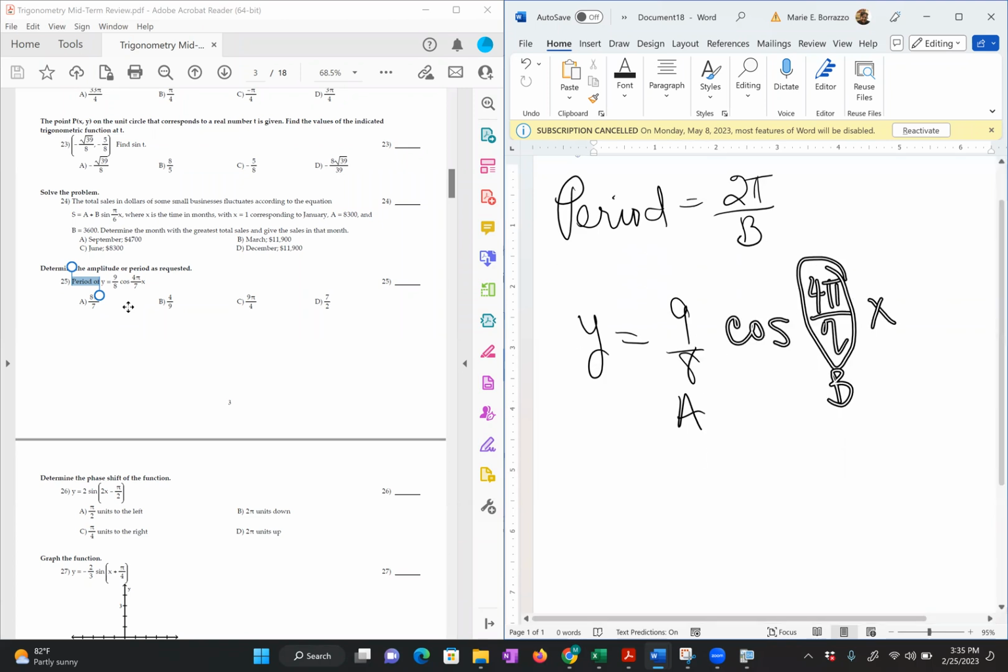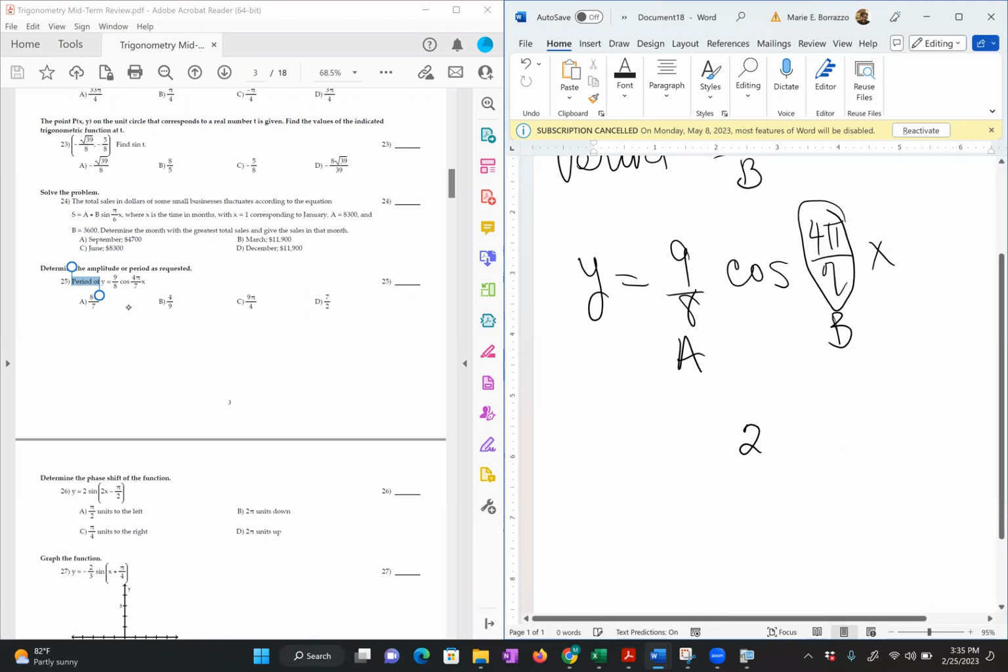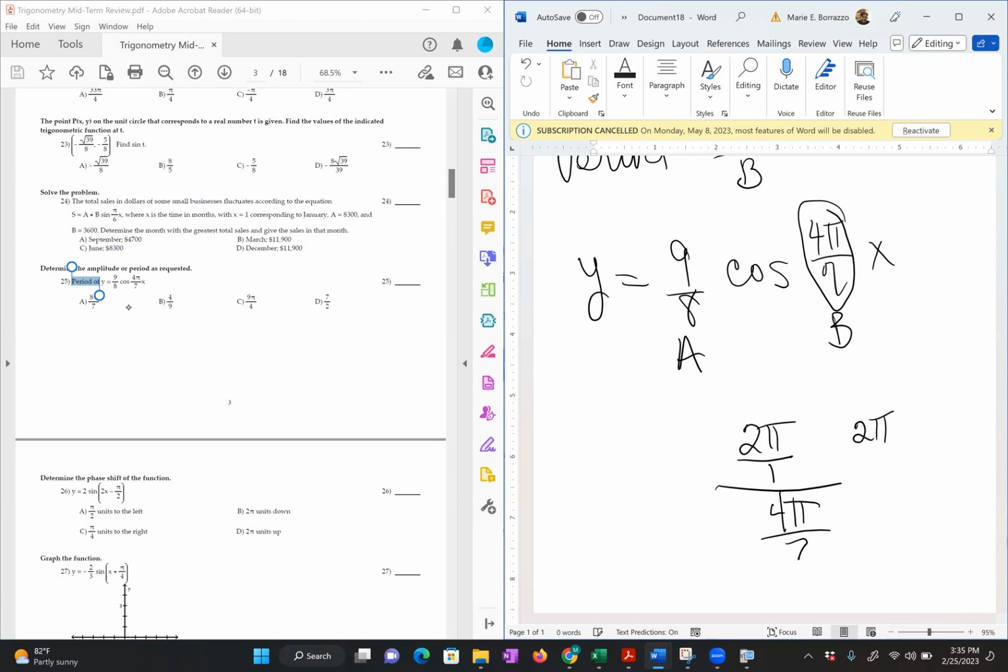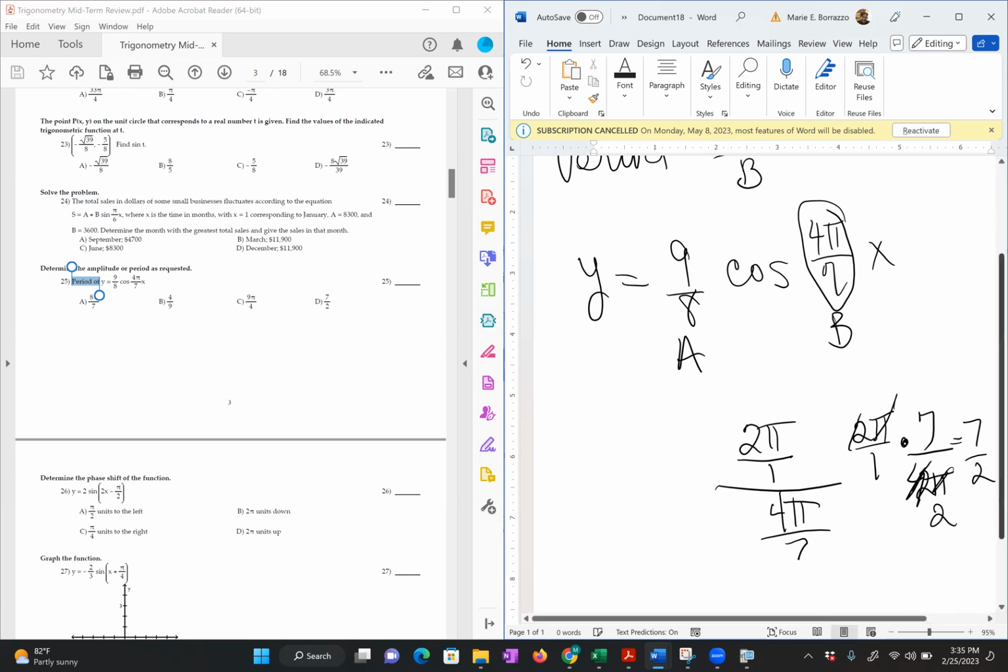So we would use the formula 2 pi technically over 1 over 4 pi over 7. If you keep, change, and flip, my bad, right? The pi's will cancel. The 2 and the 4 simplify to 2. And my final answer is 7 over 2, okay? So please remember how to do that.